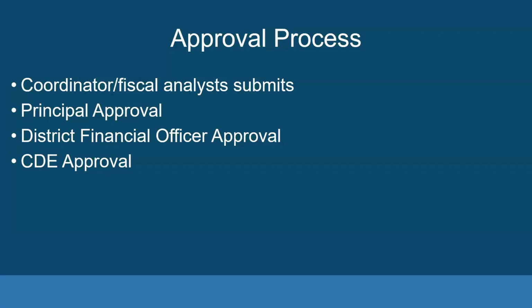But again, budget revisions are just for purchases that require moving over 20% of your CPA grant funds, say from the 5,000 object code into the 4,000s.